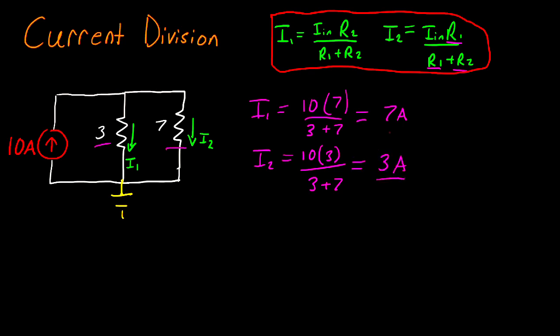And if you add 3 amps plus 7 amps, you get 10 amps. And that's a good sanity check to make sure that the KCL still works. And that is all there is to current divider.